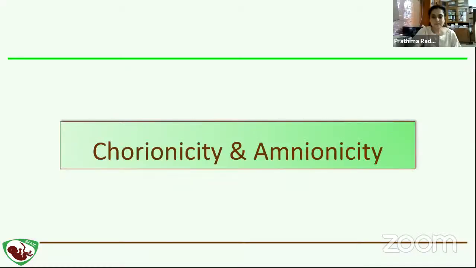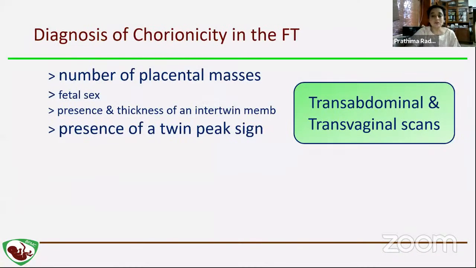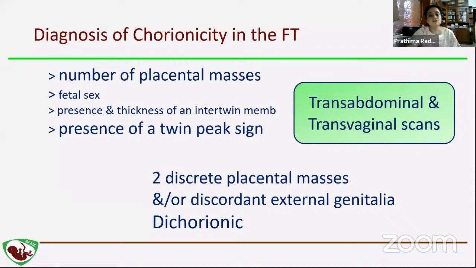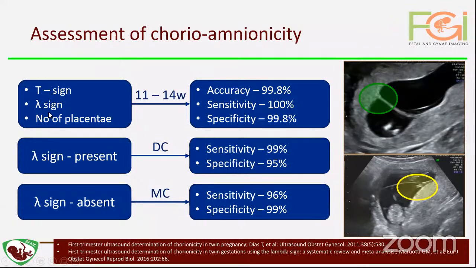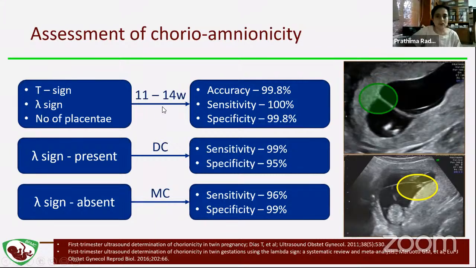So coming to the chorionicity and amnionicity, you could do a transabdominal or a transvaginal scan. Look at the placenta. Fetal sex and the thickness of the membrane is not a great sign. What is important is to look at the twin peak sign, and I will come to it in a minute. So if you have 2 discrete placentas with discordant gender, of course, gender would be difficult to determine in the first trimester, then it's a dichorionic twin pregnancy. So presence of the T sign, lambda sign, and number of placentas at 11 to 14 weeks has a high accuracy of over 99%, high sensitivity and specificity.